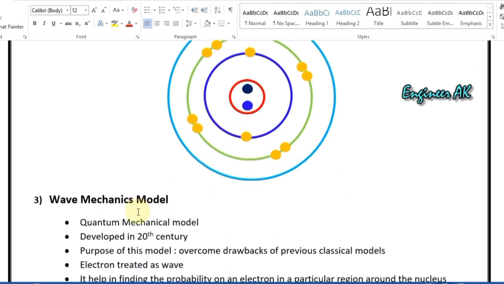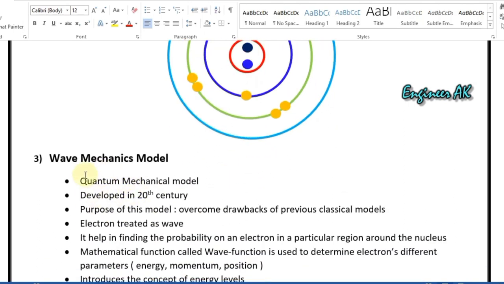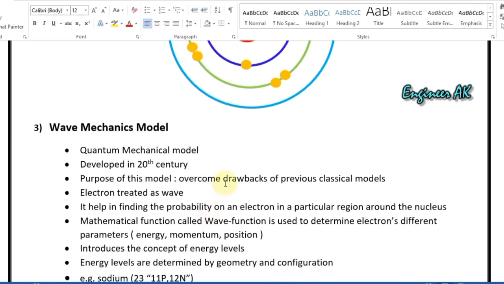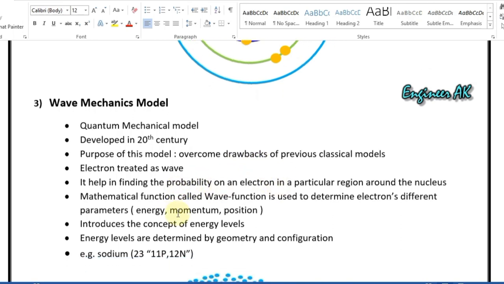Let's move toward our third model, the wave mechanics model. What is the wave mechanical model? It is also known as the quantum mechanical model, developed in the 20th century, and the purpose of this model was to overcome the shortcomings of the previous classical models. In this model, the electron is treated as a wave, and this model helped to find the probability of an electron in a particular region around the nucleus. For example, if I want to find the chances that the electron will exist in that region, we use this model.